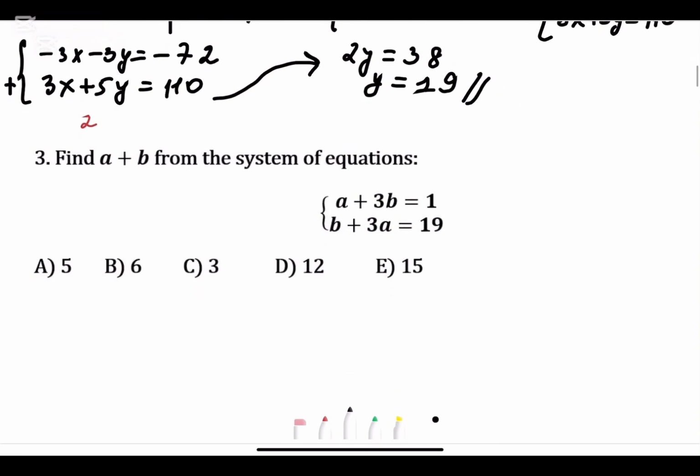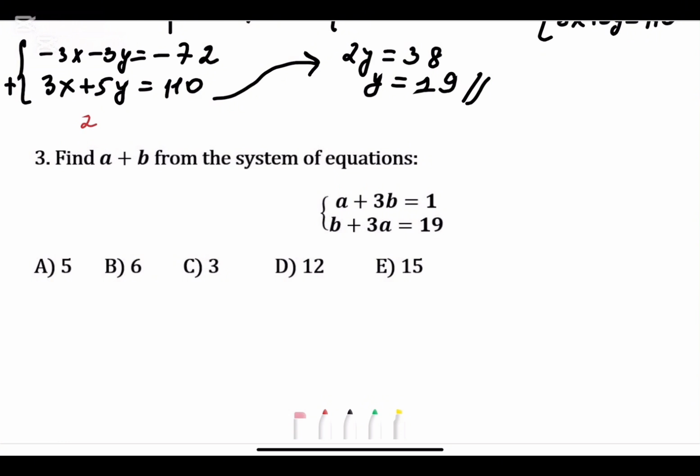Let's move on to question number 3. Find a plus b from the system of equations. Again, there are different methods that we can use, say the substitution method to find a and b, or the elimination method, to find a and b separately. But if they gave you a question where you have to find a plus b as a sum already, so maybe, just maybe, you can find it right away.